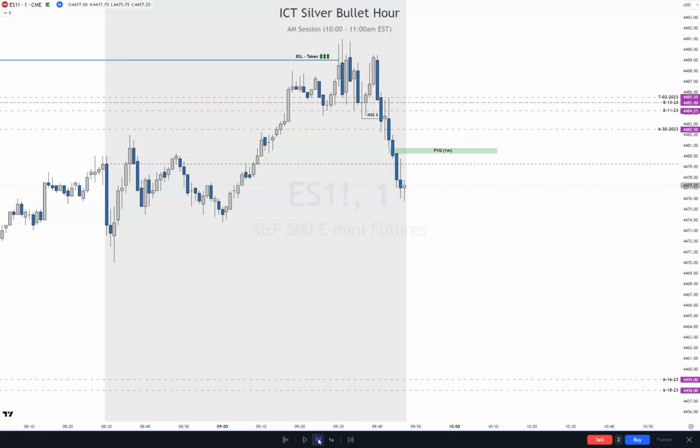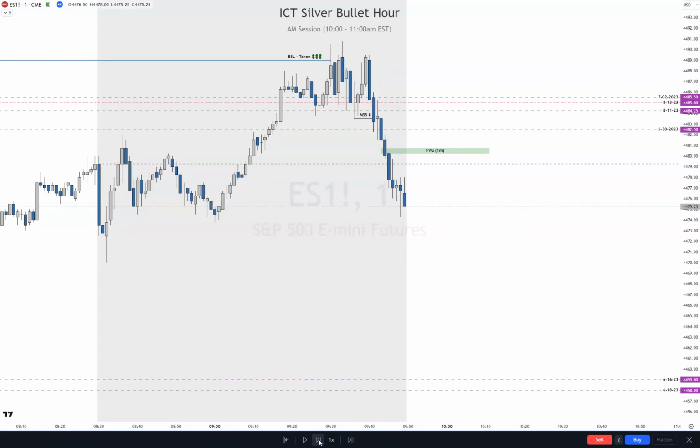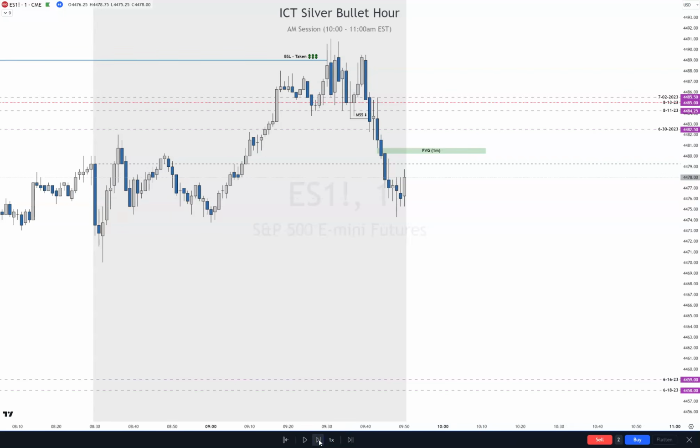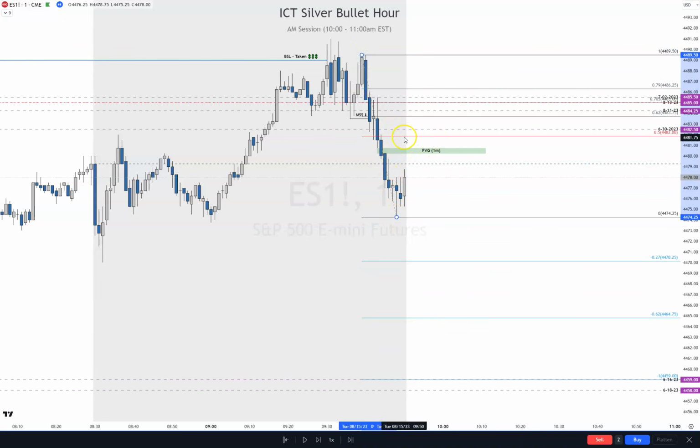Okay, we're just going to keep playing this out. I'm going to show you what I saw. Okay, so right here I took the fib from the high to the low, and I know that equilibrium is right here. Now I'll take a trade to the fair value gap, but I got to be up here.